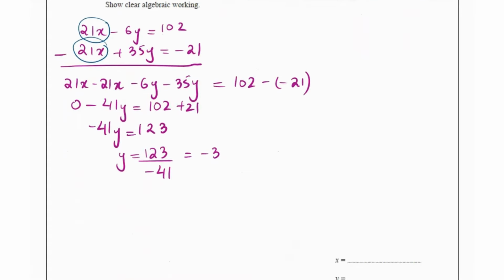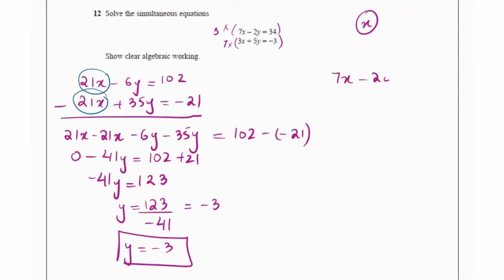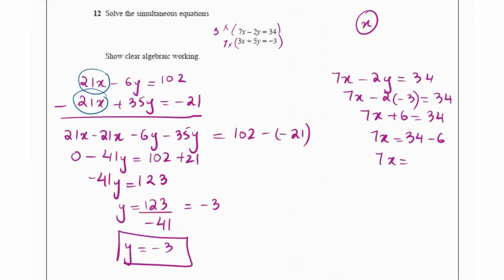Then we can easily find x by substituting the y value in either of the equations. If you pick the first one, which is 7x minus 2y equals 34, 7x minus 2 times negative 3 equals 34, 7x plus 6 equals 34, 7x equals 34 minus 6, which is going to be 28. x is 28 divided by 7, and that is 4. So when x is 4, y is negative 3. That is your answer.